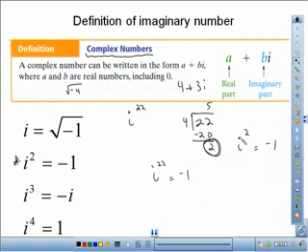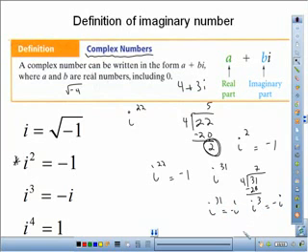Let me do another one real quick. Let's say we need to find out what i to the 31st is. So we're going to take 31 divided by 4. We'll get 7, so that'll give us 28. Subtract, and our remainder is going to be 3. So basically this means i to the third, and i to the third is equal to -i. What this means is i to the 31st is equal to -i.